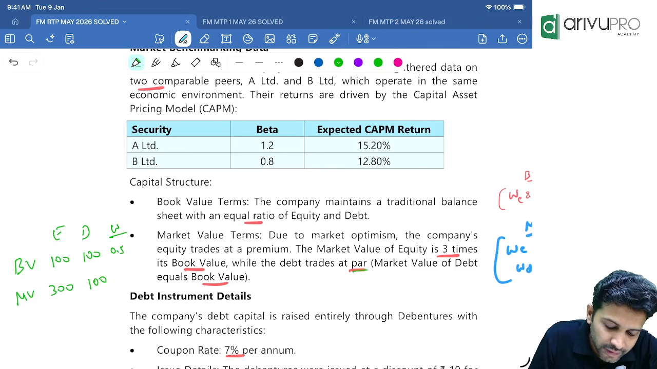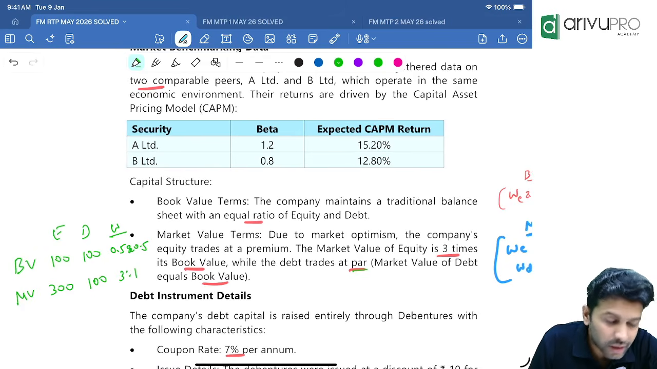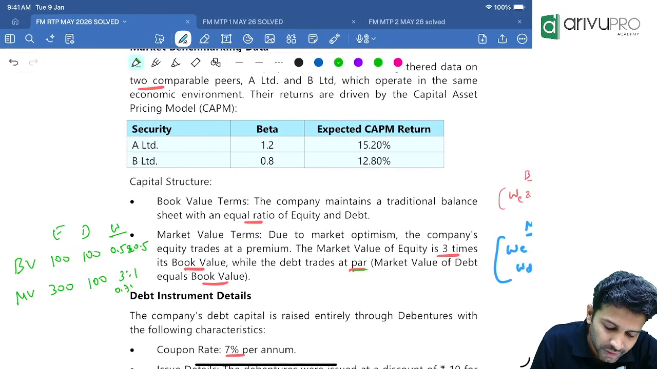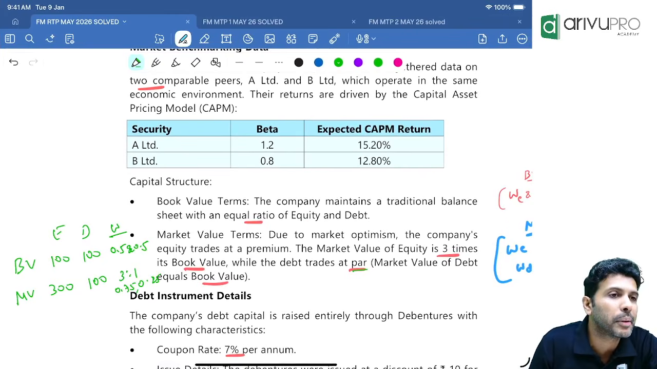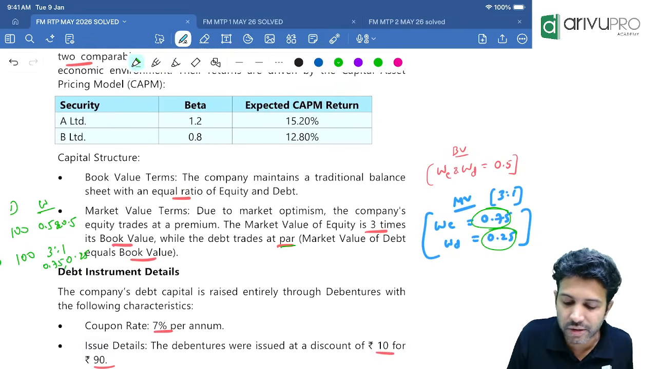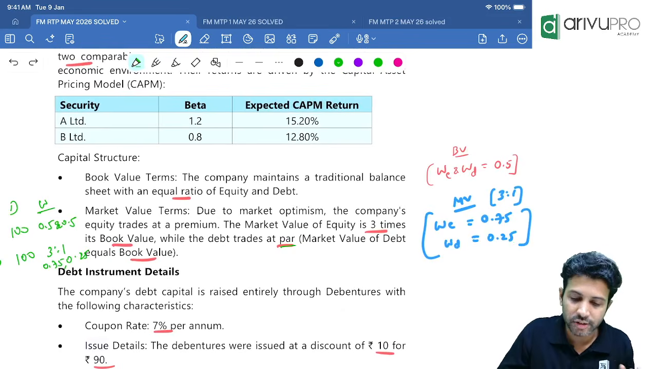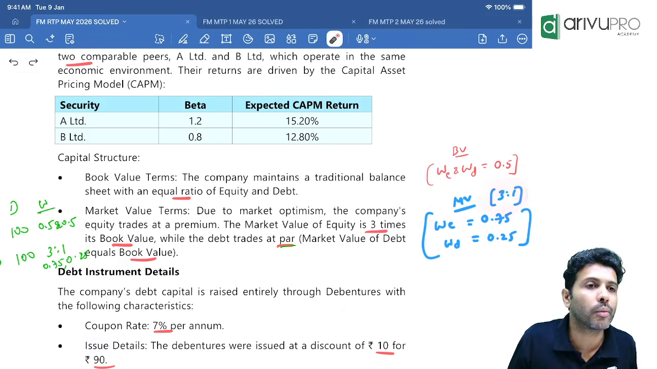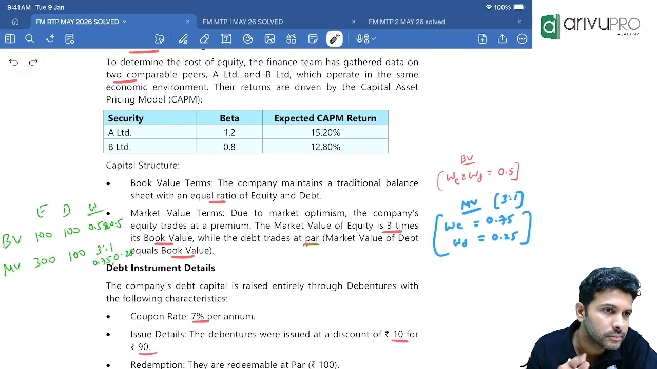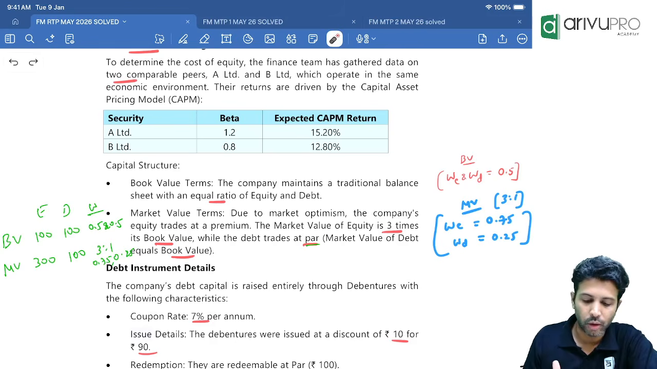You tell me what is the weight? As per book value, the weightage is 0.5 and 0.5. Here it will be what? 3:1. Correct? 300 is to 100 means 3:1. 3 divided by 4 is what? 0.75, and the other one is 0.25. Agreed, people? Weightage in market value terms: weight of equity is 0.75, weight of debt is 0.25, because the ratio will be 3:1. I'll give you a minute. If you have any doubt, ask. All okay? Numbers are looking fine for everybody? Sure?